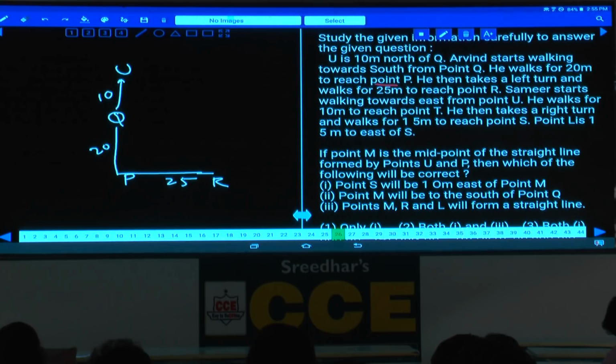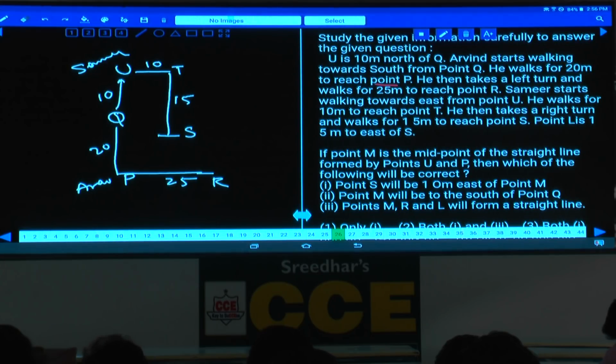And Samir starts walking towards east from point U. He walks 10 meters east to reach point T. Arvind started from this place and Samir started from that place. From T he then takes a right turn and walks for 15 meters, right hand side, to reach point S. The distance between U and Q is 10, and this will be 15.